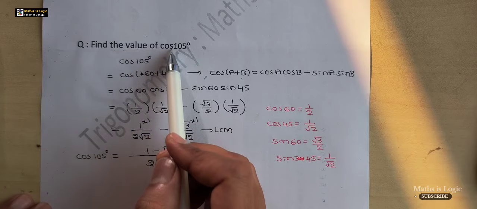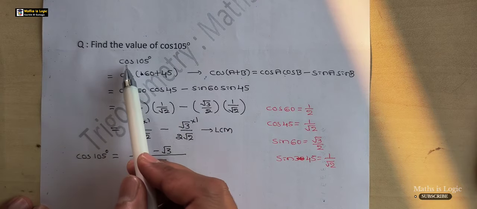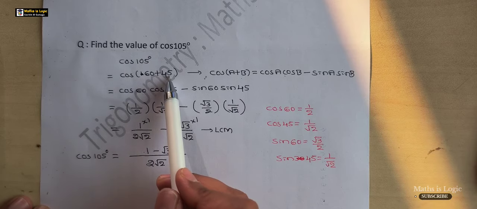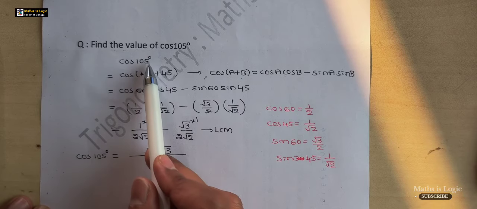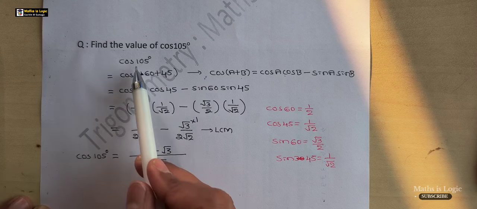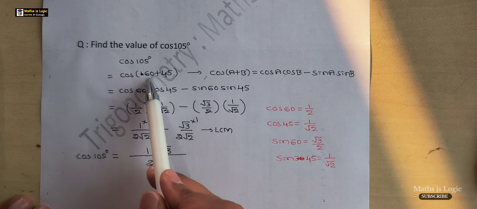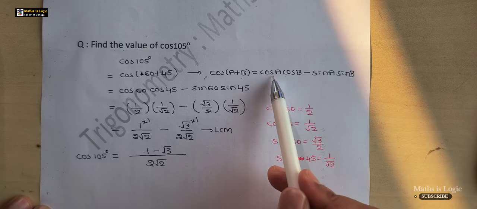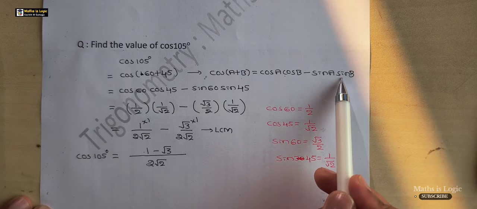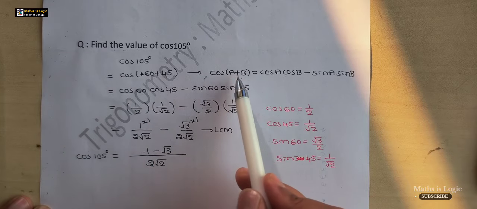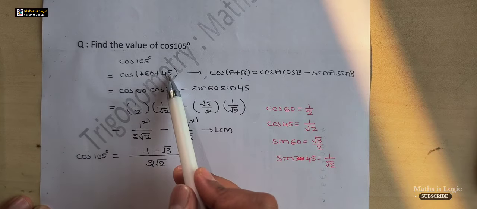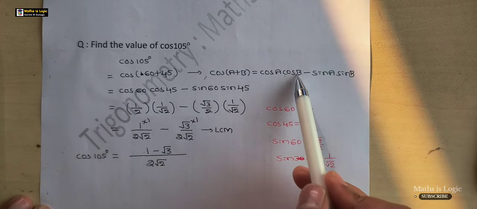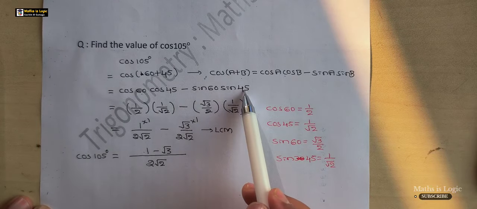Next, find the value of cos 105 degree. So write cos 105 degree. Again, split 105 as 60 plus 45. Once I split 105 as 60 plus 45, cos 60 plus 45 looks like cos a plus b. Apply the cos a plus b formula: cos a cos b minus sin a sin b. So remember, again, a means 60 degree, b means 45 degree. Wherever a comes, replace it by 60, and wherever b comes, replace it by 45.